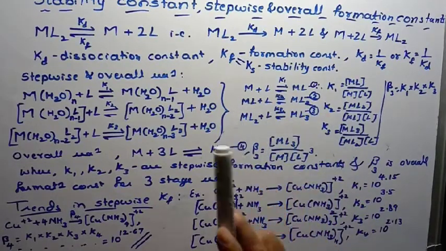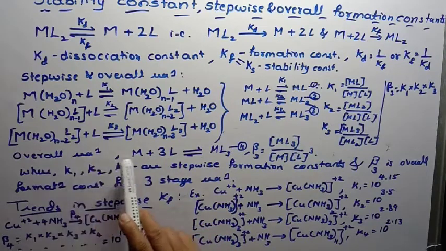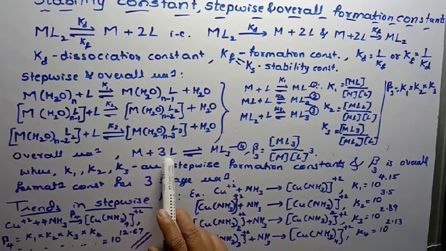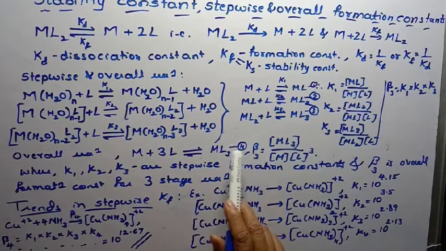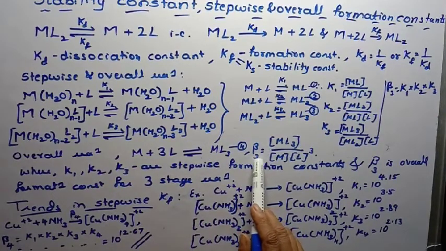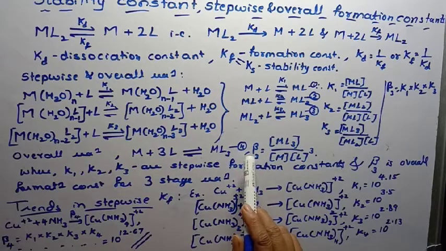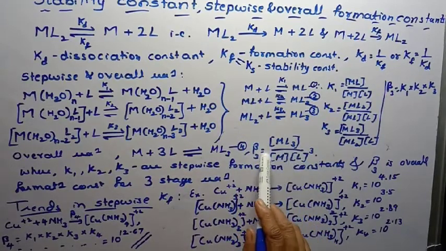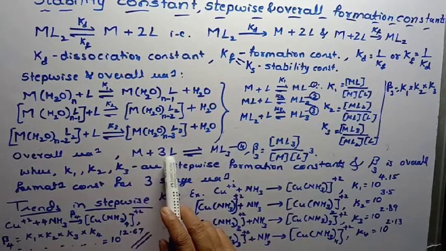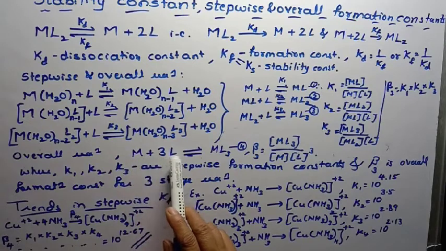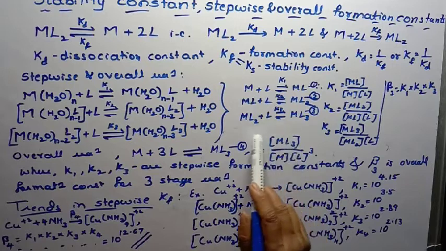The same reaction can be written in this way, which is the overall reaction. That means when the metal ion reacts with three ligands, it forms ML3. In this case, the formation constant is denoted by beta 3. Beta 3 stands for the overall formation constant for three-stage reactions, and beta 3 is equal to the concentration of product ML3 divided by the concentration of M into the concentration of L raised to 3, since there are 3 ligands.